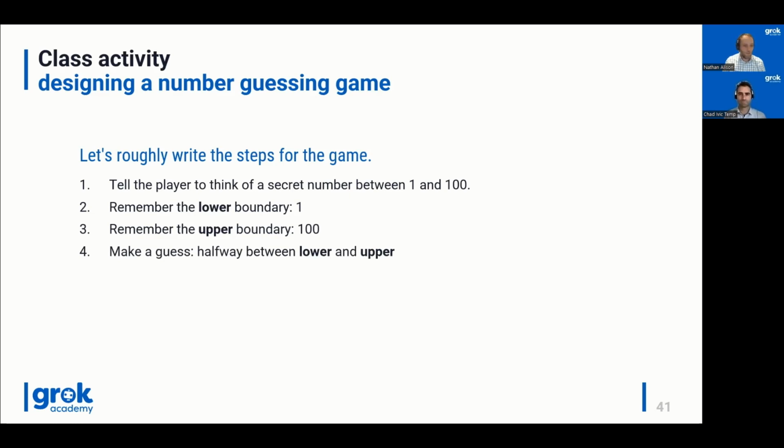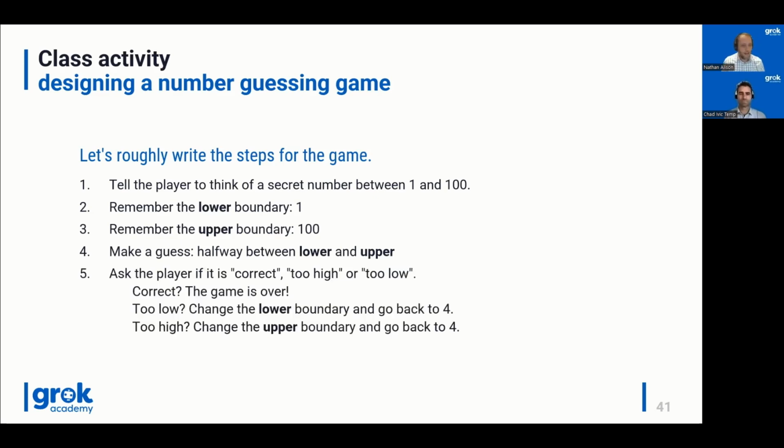And then this is kind of the key part of the algorithm here. The computer makes its guess. It will always be halfway between the lower and upper. So the ideal first guess between 1 and 100 would be 50 or maybe 51. That would be right in the middle.